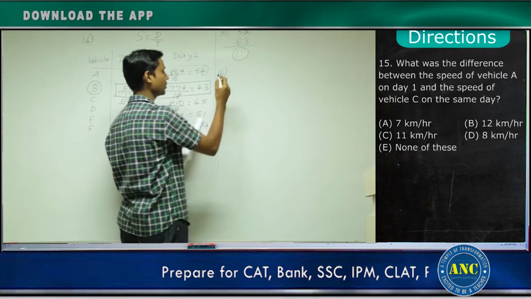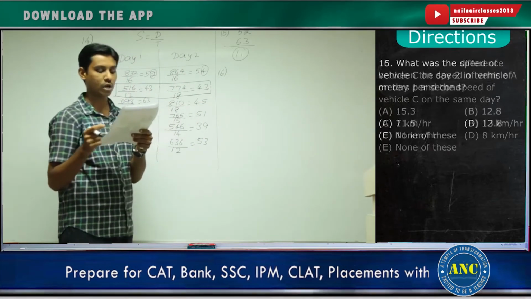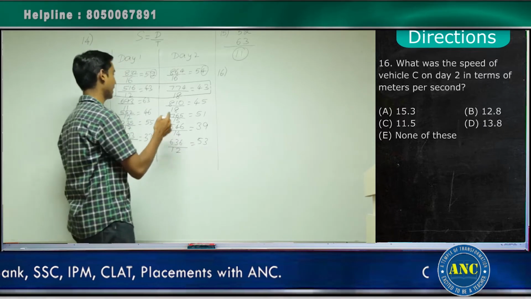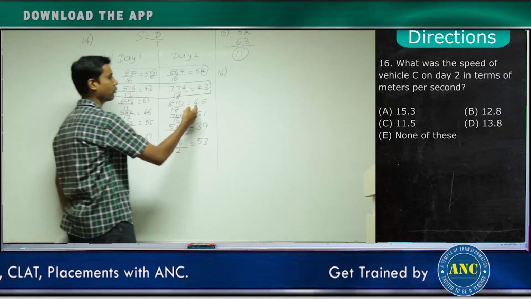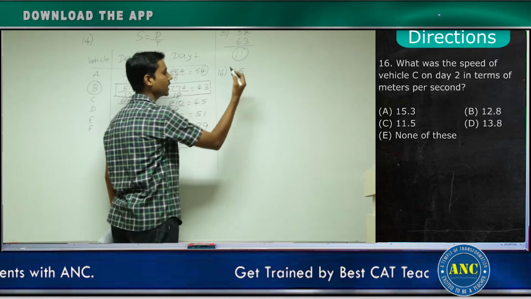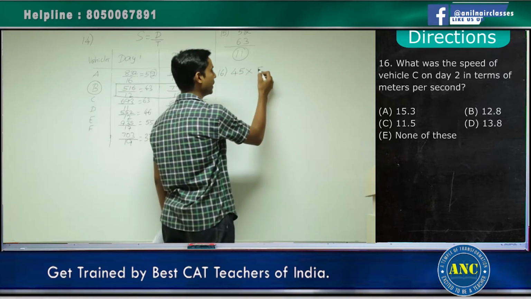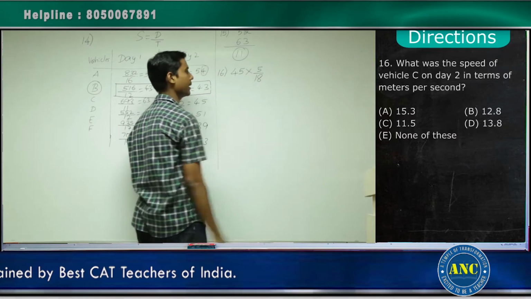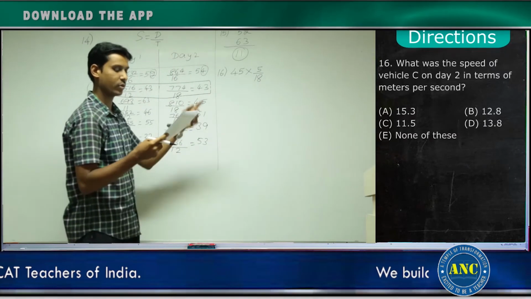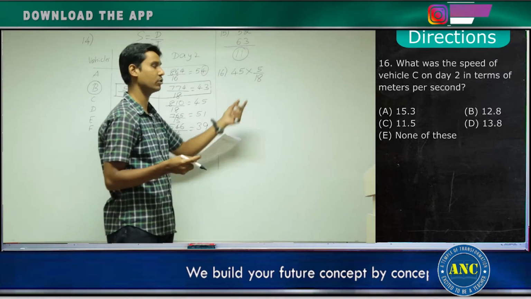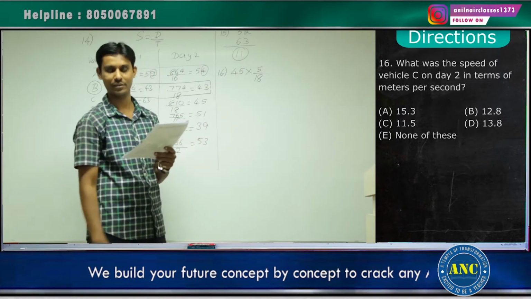Now observe the 16th question. What was the speed of vehicle C on day 2 in terms of meters per second? Vehicle C on day 2 is 45 kilometers per hour. If I want to convert to meters per second, multiply by 5 by 18. Whatever value you get, that is your answer. I think it will be a fractional or decimal value here.